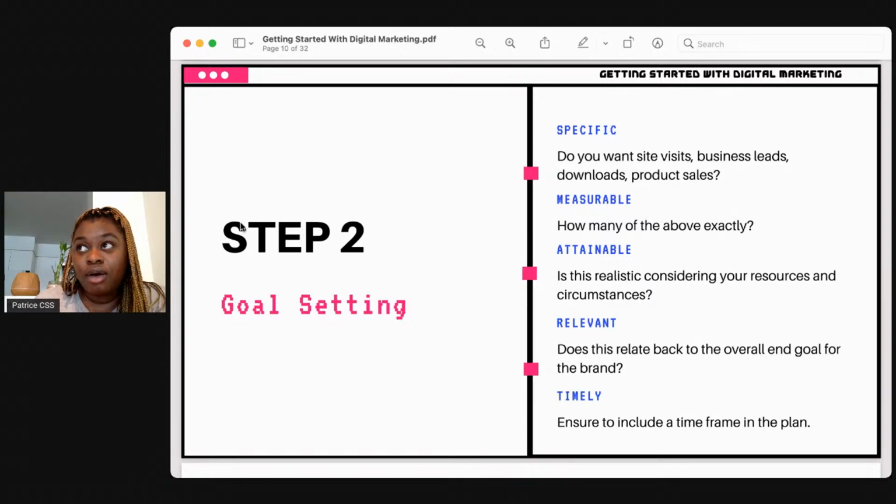Now, this may seem completely obvious, but you'd be surprised how many people try to run campaigns without setting goals. It would shock you the amount of people who are like, oh, we didn't make any sales, and I'm just like, well, how many sales did you make? And they're like, I made 20. And I'm like, well, that's sales.